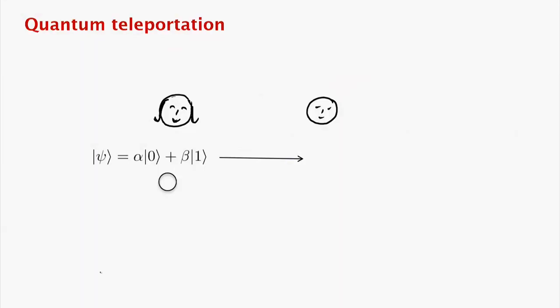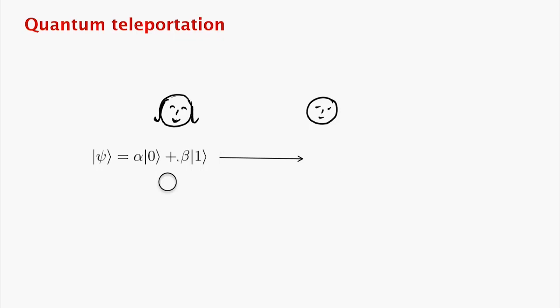So let's imagine that Alice has managed to create a wonderful qubit in her lab. And what she wants to do is analyze the qubit. So she doesn't know what the qubit looks like. It's alpha 0 plus beta 1, but she doesn't know alpha and beta. And she wants to transport this qubit to Bob's lab. But Bob's lab is far away. They don't have a quantum channel between them, a way of transporting quantum information.